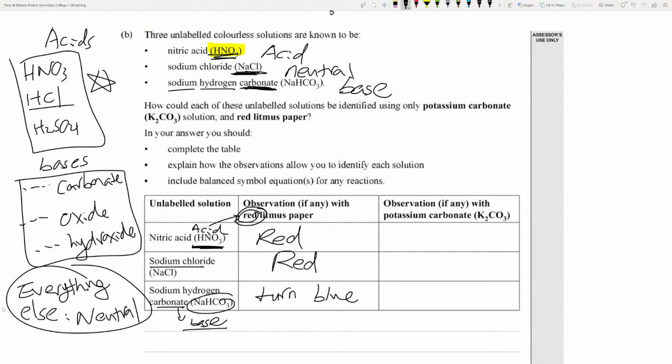Okay, so that's how you know straight away that NaHCO3 is different, because a base will always turn the litmus paper blue. And this is how I tell people to remember: B for base, blue for base. So if you have a base and you put it in red litmus paper, it goes blue. If you have an acid and you put it in blue litmus paper, it will go red. Just remember that.